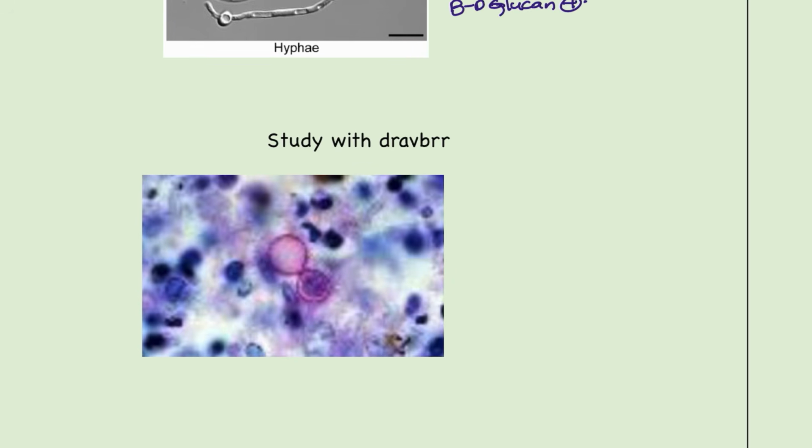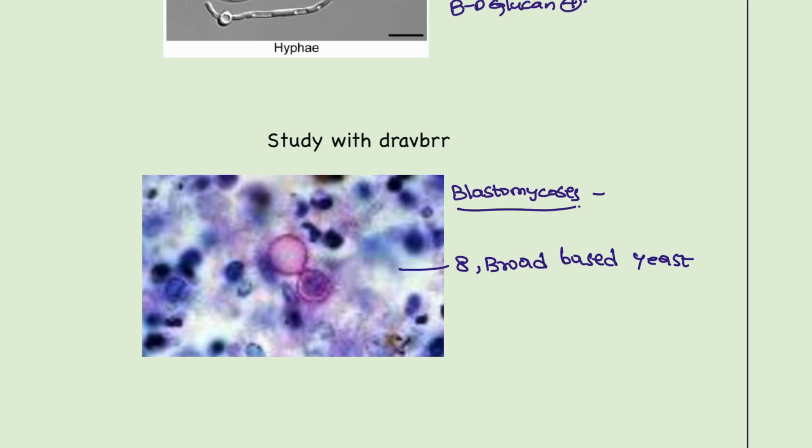Next, other species like blastomycosis. This is eight-shaped, right? Eight-shaped or broad-based budding yeast will be presented in this patient. Blastomycosis is commonly seen with North American species. It can involve multiple systems: pulmonary, skin, and also other systemic hematogenous spread will be seen.